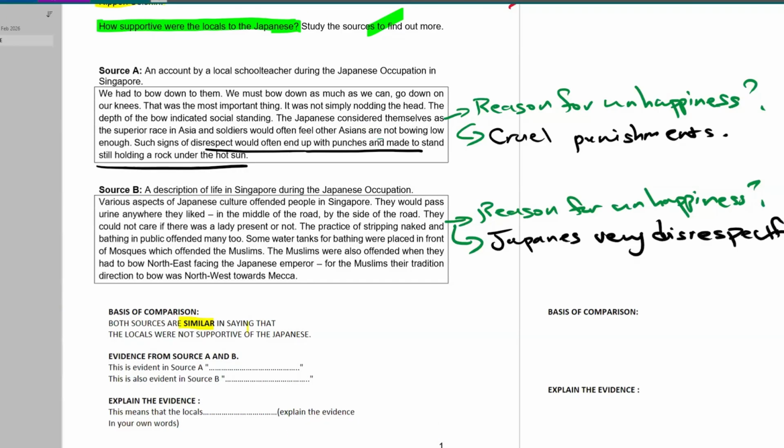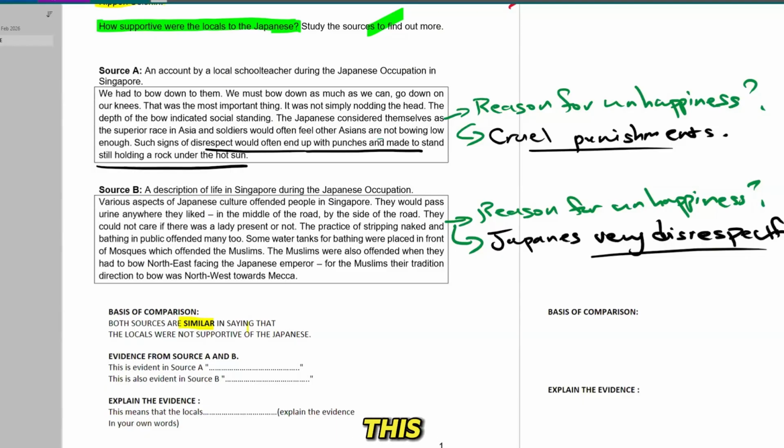Can you see that the reasons why the people were unhappy are different here already? That is your difference. You can form a difference paragraph using that. The reason for unhappiness is different. One is saying because of the cruel punishment. Another one is because the Japanese were very disrespectful. Am I right, students? Girls and boys, you all see what I just did there? Because this is what you all have to do in WAs. You have to break it down like that.